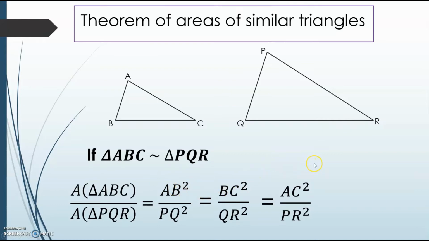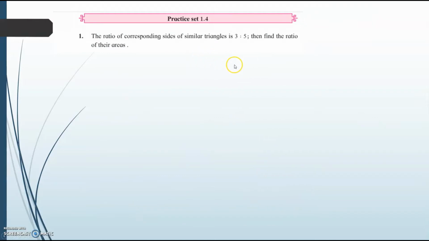So using this, we will do practice set 1.4. Here, the ratio of corresponding sides of similar triangles is 3:5. Then find the ratio of their areas. So let's assume the triangles to be ABC and triangle PQR, and they are similar. Now, the ratio of corresponding sides is 3:5, so I'll write AB is to PQ is equal to 3:5.